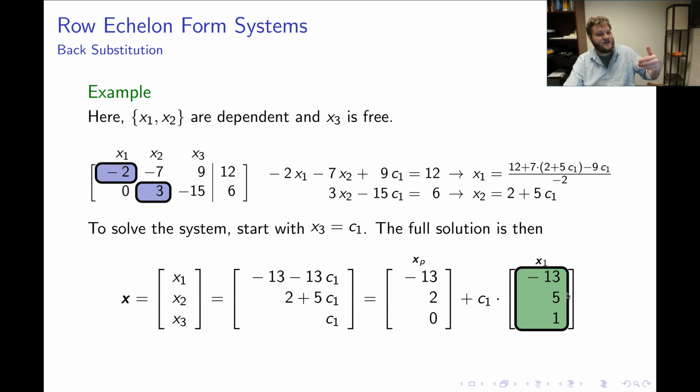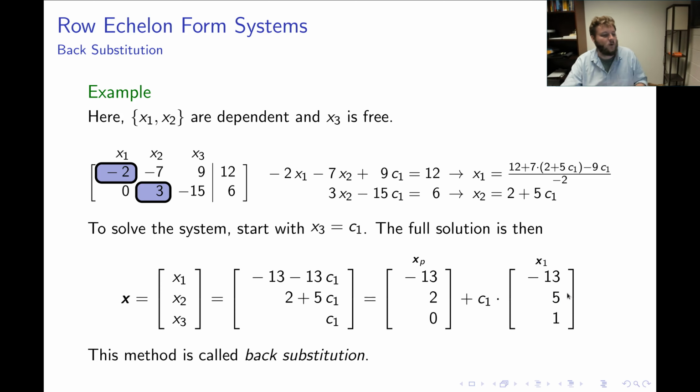So this process, when you're in row echelon form, will always play out like this. We start at the bottom and solve for the dependent variable in terms of the free. Then we plug that formula into the next equation above, solve for the next dependent variable in terms of the free, and so on and so forth. This will always work, and this is what's called back substitution. So back substitution is our technique for solving row echelon form systems that aren't in reduced row echelon form. So that concludes the lesson.